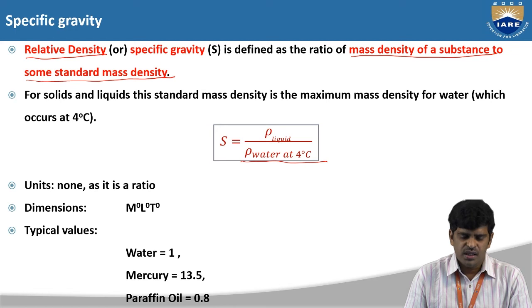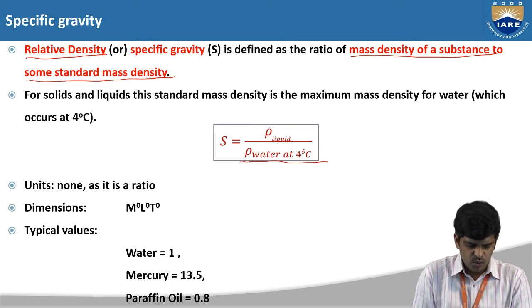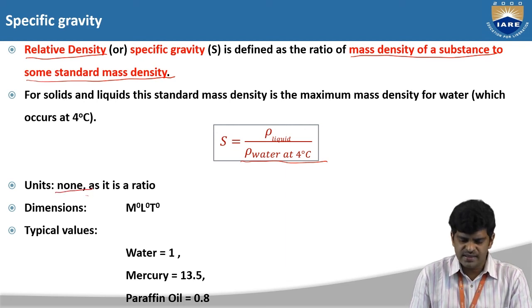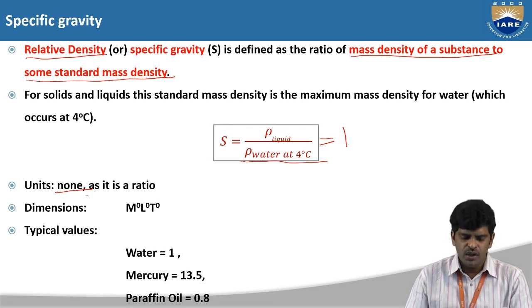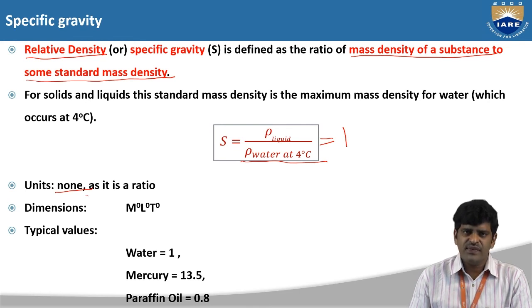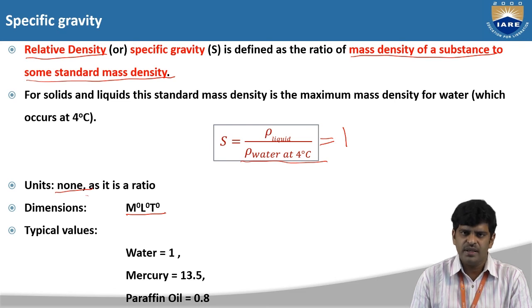So in both cases we take densities, either mass density or weight density, and hence its units are taken as none. It has no units, since the numerator and the denominator have the same quantities. Therefore we get a constant value which has no units, for example it might be 1. So in terms of MLT we can express it as M to the power of 0, L to the power of 0, and T to the power of 0.